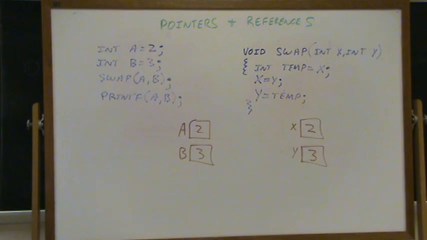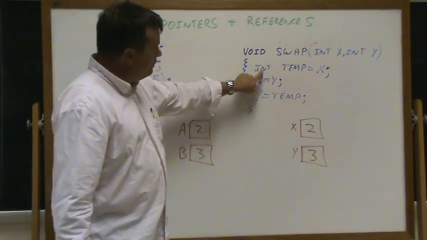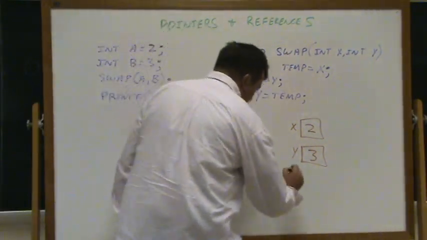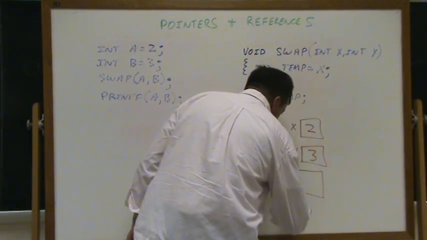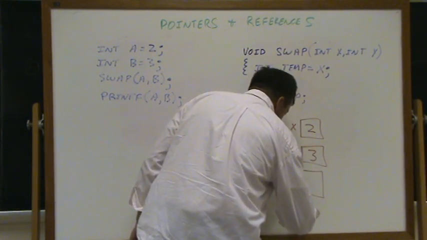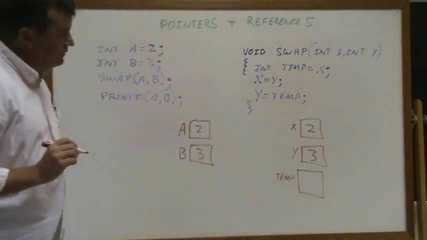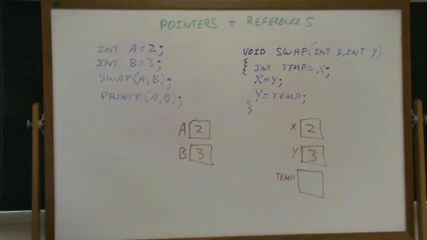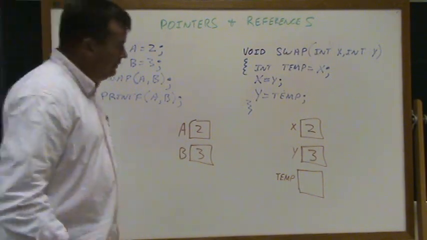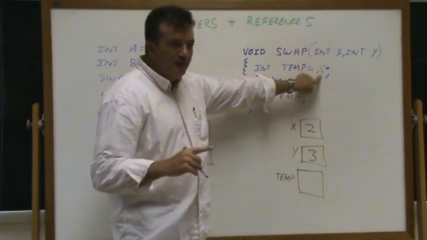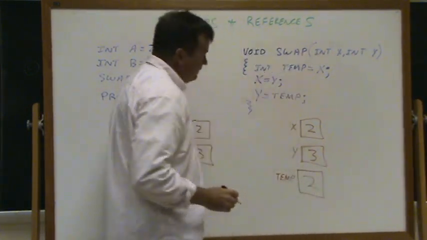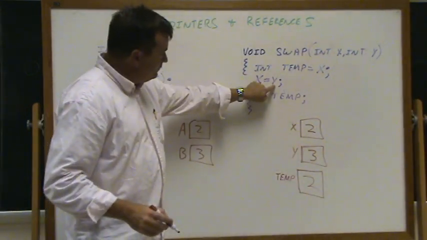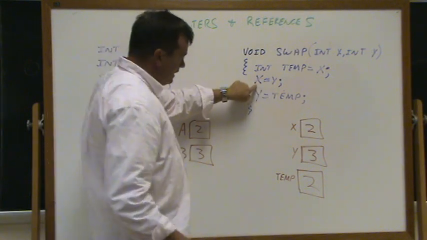Okay, now what happens? We create a brand new variable called temp. And what do we do with temp? We put a 2 into temp, right? We take the contents of x and write it into temp. So we go like that. Then we take the contents of y and write it into x.